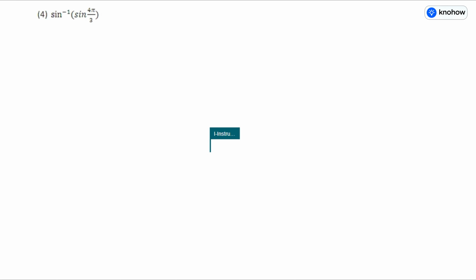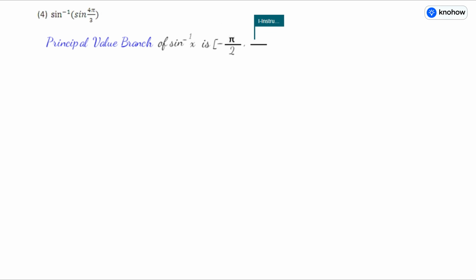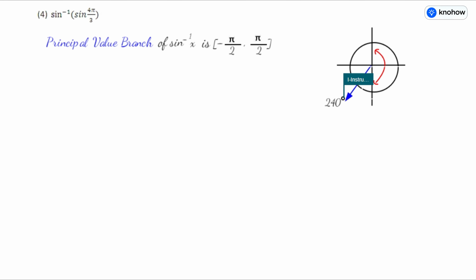Next, sine inverse of sine 4 pi by 3. What is the principal value branch of sine inverse x? It is minus pi by 2 to pi by 2. And what is 4 pi by 3? It does not lie in this interval. It is 4 into 60, so it will be somewhere here, 240 degrees. It just doesn't lie. So how to rectify this? Let us find the value.